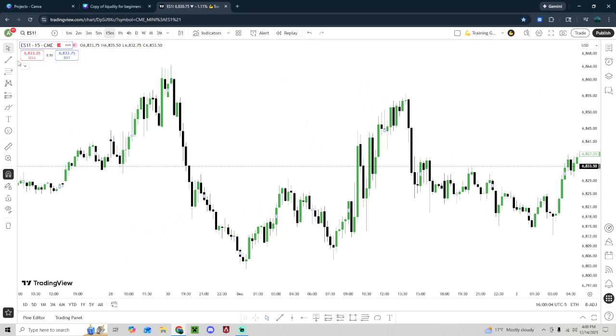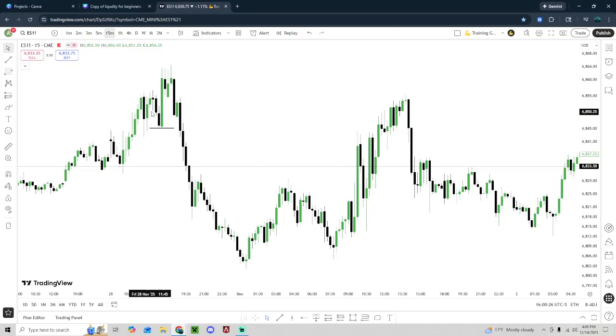We could even look at this one that's right here. Let me turn this magnet off. We have a swing low right here. And then we have a large displacement candle right here, breaking cleanly below that low and closing below it. Clean displacement candle.